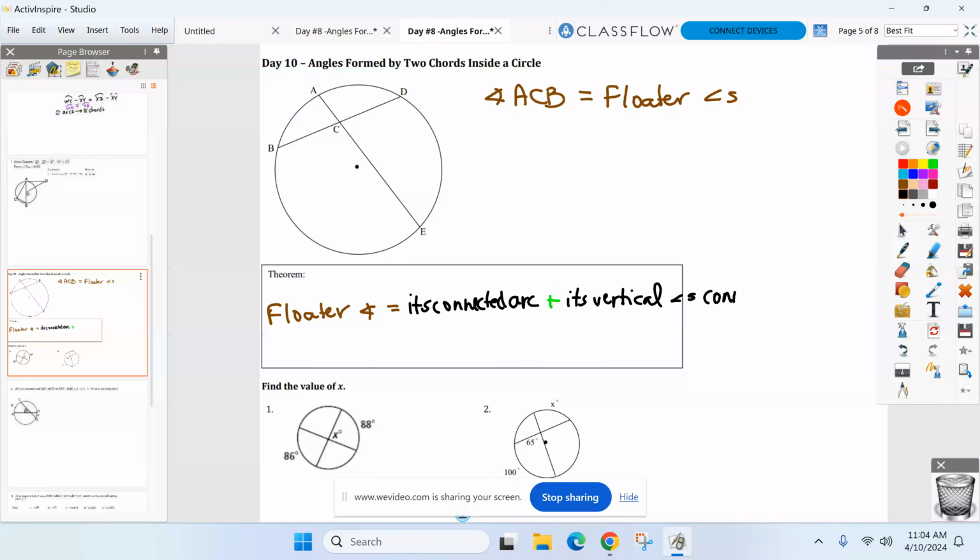Sorry, it's lengthy. I'm not sorry. Who am I kidding? There's still more. We take both arcs, add them together, and cut it in half, divided by 2. So that's how you find a floater. You take the arc it's connected to, add it to its vertical angle's connected arc, and we divide those by 2. All right, floater angle, the final angle inside a circle.